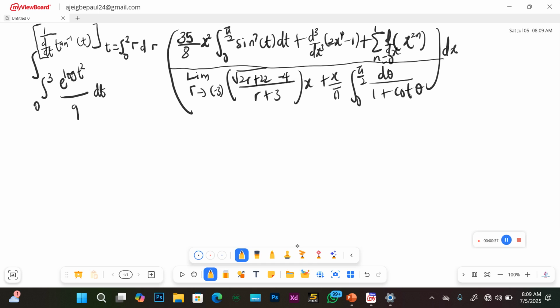Then into bracket 35 over 8 x squared times the integral from 0 to pi over 2 of sine raised to the power of 7t dt, plus d cubed over dx cubed of 2x raised to the power of 4 minus 1, plus the summation of n from 0 to 1 of d/dx of x raised to the power of 2n. Everything over the limit as r tends to negative 3 of square root of 2r plus 22 minus 4 over r plus 3, multiplied by x plus x over pi, then multiplied by the integral from 0 to pi over 2 of d theta over 1 plus cot theta dx.